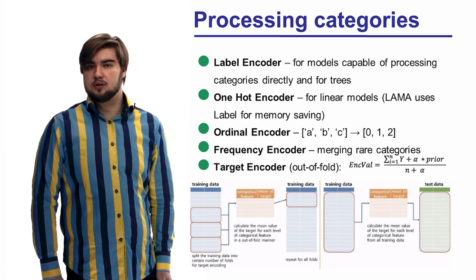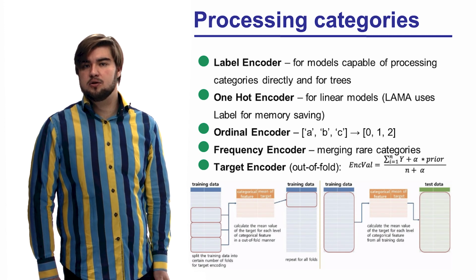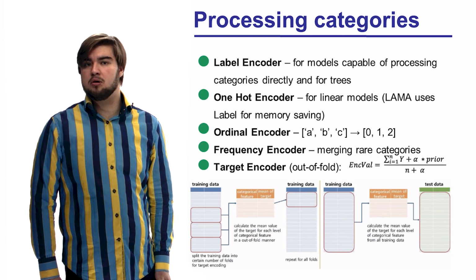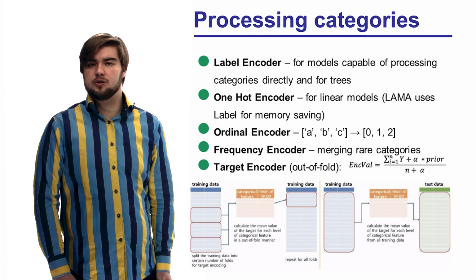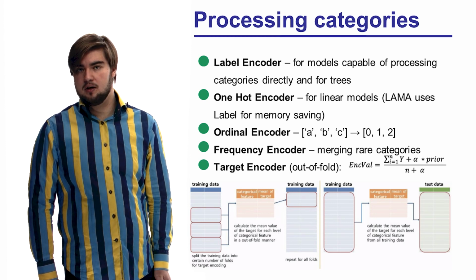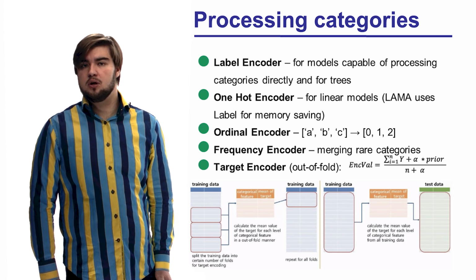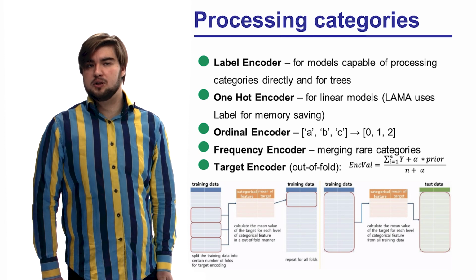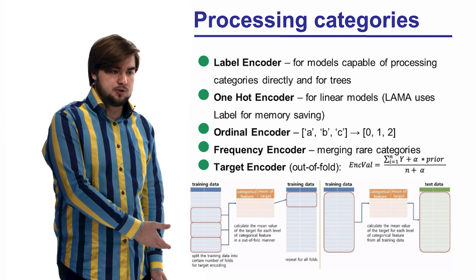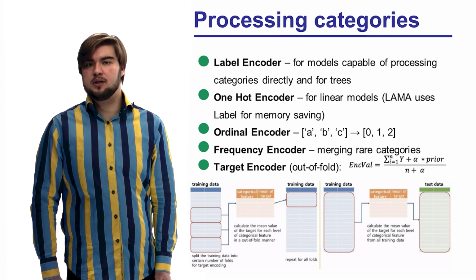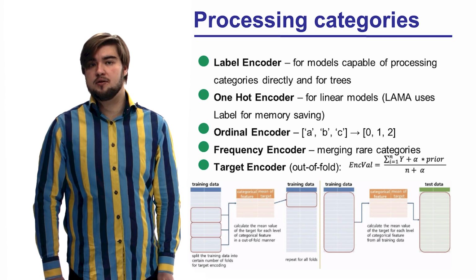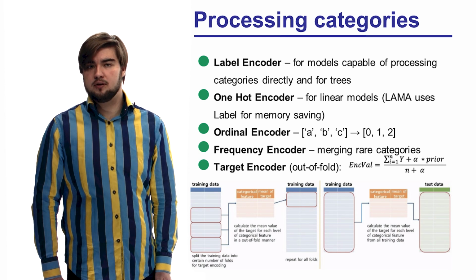And target encoder is a mean value of target over the category regularized with a prior. This one needs to be calculated out of fold in order to prevent target leak. For each training fold, we compute the regularized mean target over the rest of the folds. For test objects, we use the value estimated on the whole training set. The regularization coefficient alpha is also fit using cross-validation.